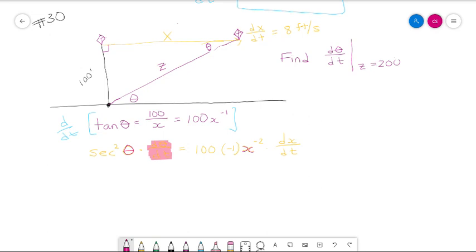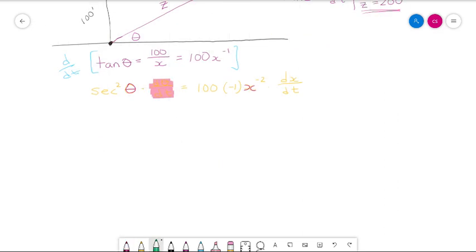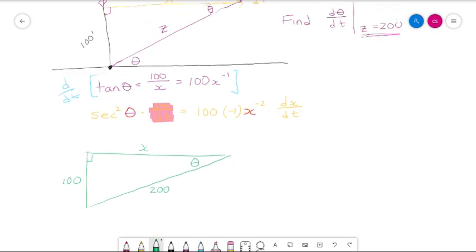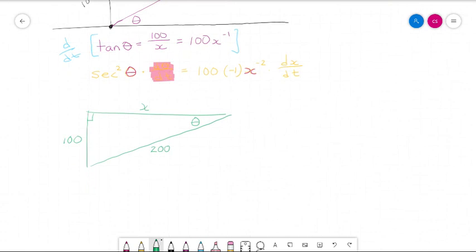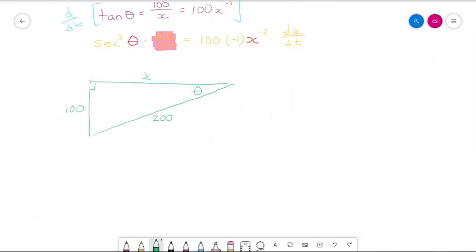Dx dt is given at 8 feet. All right, so let's see what happens when z is 200. So let's draw a triangle down here. I'll do it without all the bells and whistles. We know this is 100. We have to figure out x. We have to figure out theta when z is equal to 200. Okay, and again, we're doing that because that's when we want to find d theta dt, when z is 200. Okay, so what can we do? Well, we can do a couple things. We can use Pythagorean theorem to figure out x. That would be a good place to start.